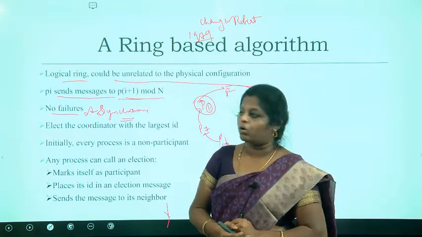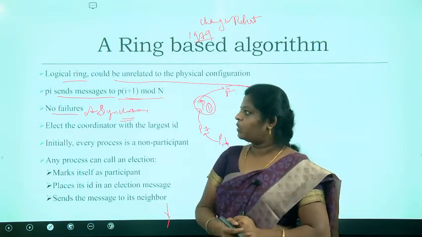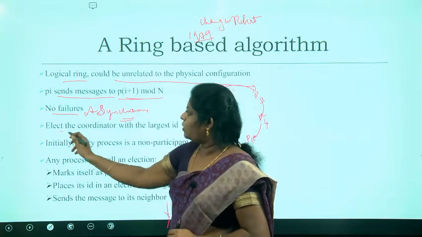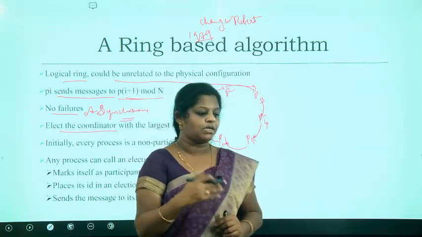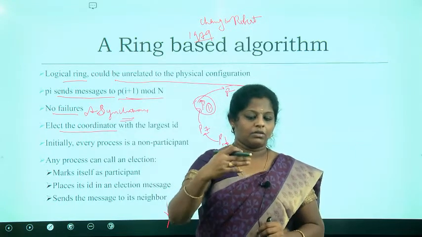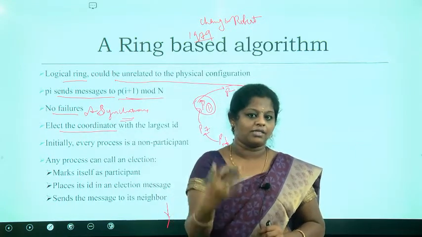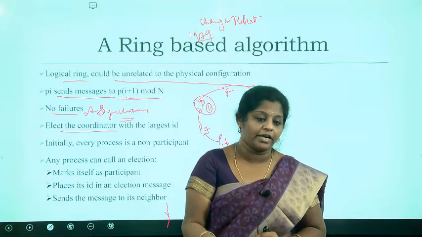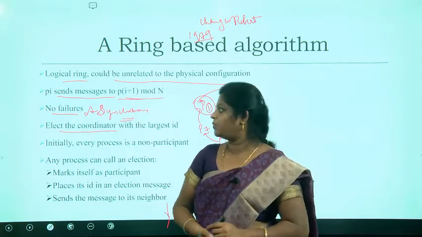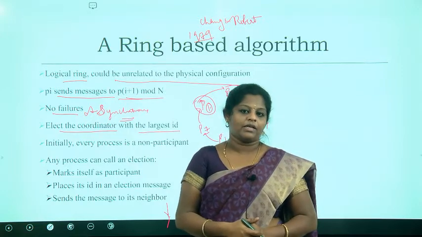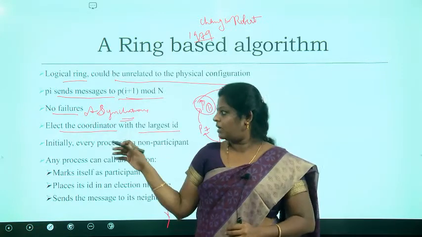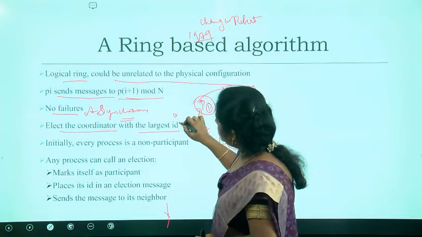And what is the goal of the algorithm? The goal of the algorithm is to elect a single process, which we call the coordinator, the process with the largest identifier.